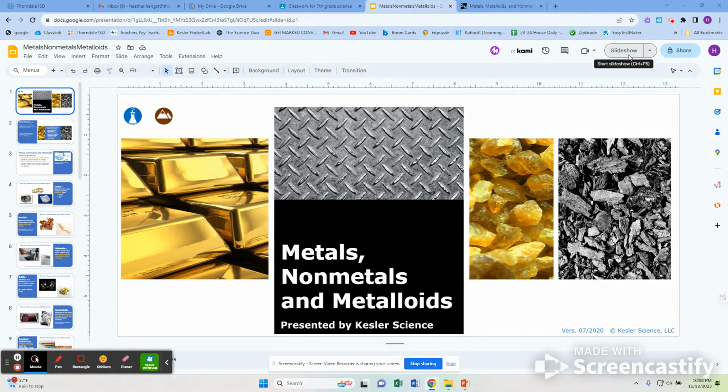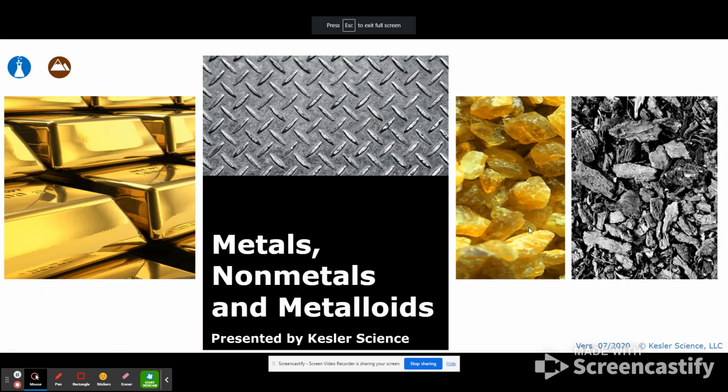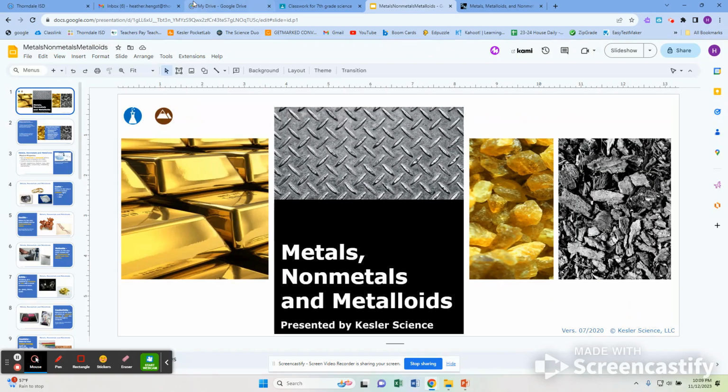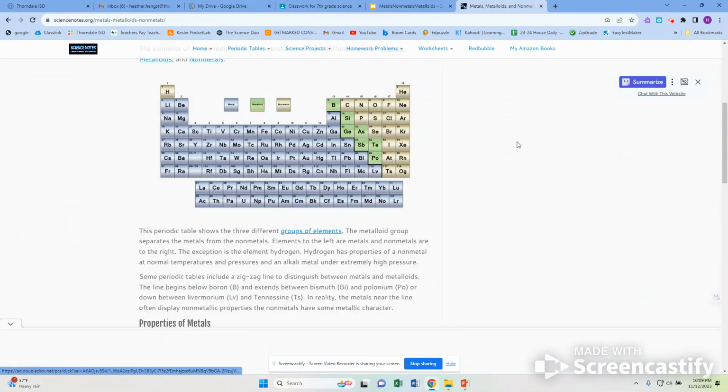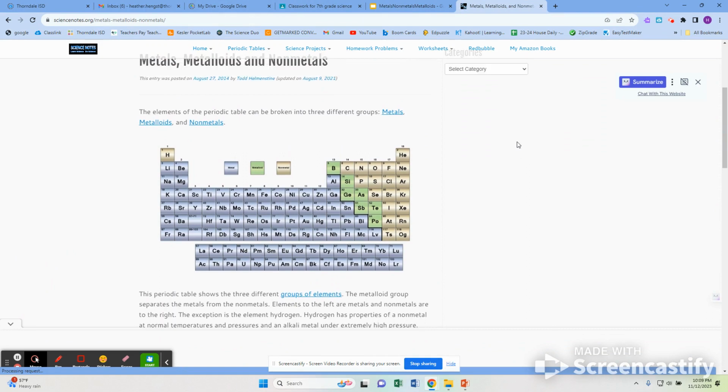Hey, sixth graders, today's lesson, and tomorrow and the next days after that, is on the difference between metals, nonmetals, and metalloids. These are three different types of elements on the periodic table. We're going to talk about the physical and chemical properties of all three and where they are found on the periodic table. First of all, I'm going to show you how they're organized on the periodic table.